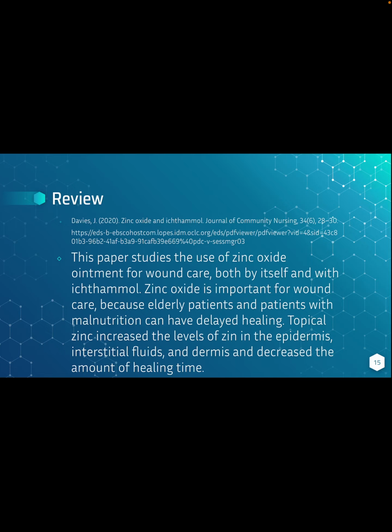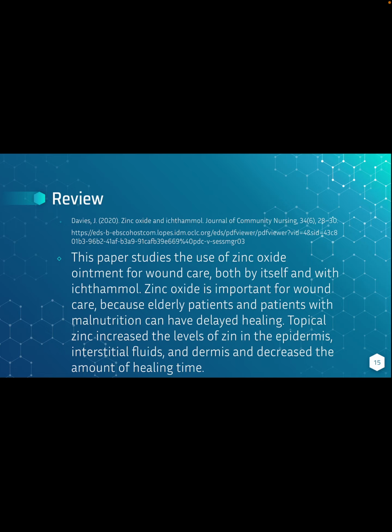Zinc oxide is going to be important for wound care because sometimes you have elderly patients and patients with malnutrition needs that don't get enough zinc in their diet, and so they start having deficiencies, which leads to delayed healing on some of those wounds that they very easily get. So topical zinc increased the levels of zinc in the epidermis and the interstitial fluids and the dermis, and it decreased the amount of healing time. So they saw through these studies that taking vitamins wasn't really improving the healing rate. Even though they were getting extra zinc in their diet through vitamins, it was much, much faster healing rates when they applied zinc oxide directly to the wounds, and it was absorbed through the skin that way to help increase the rate that it would heal.